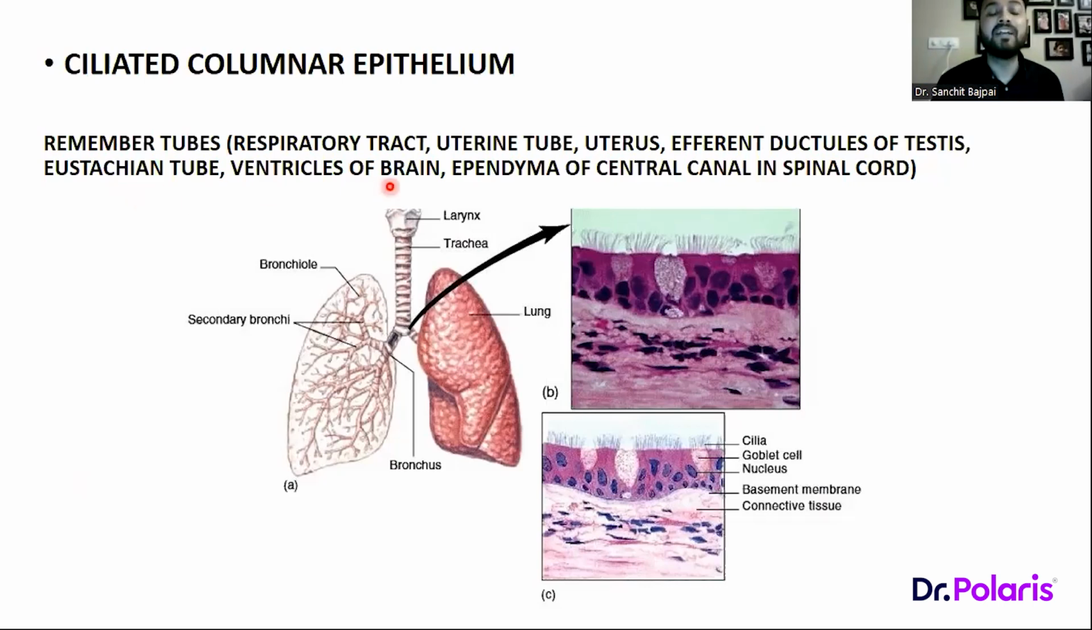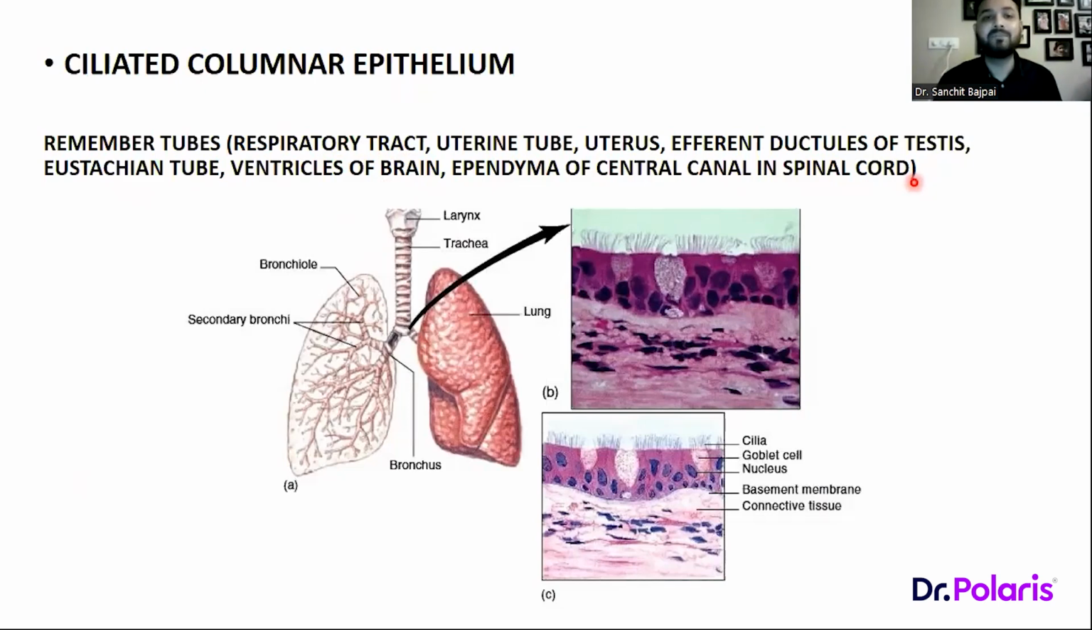At the same time, ventricles of the brain, what I already told you, that ventricles are something which are present inside the brain and they have CSF or cerebrospinal fluid. Cerebrospinal fluid has to move. And how will it move? Through cilia. Correct? So ventricles of the brain are also lined by this epithelium, and there is something called the ependyma of the central canal of the spinal cord.